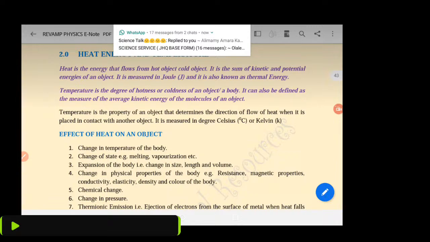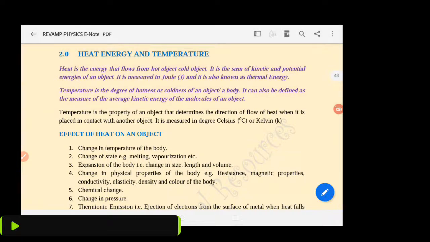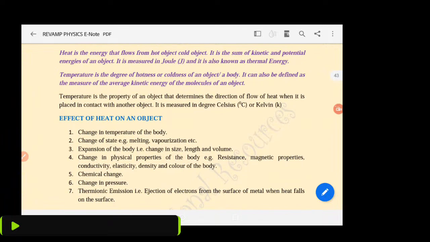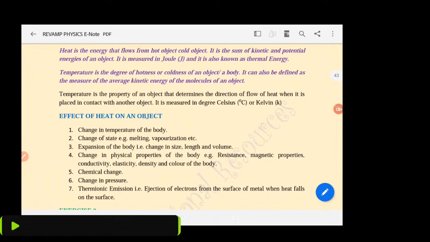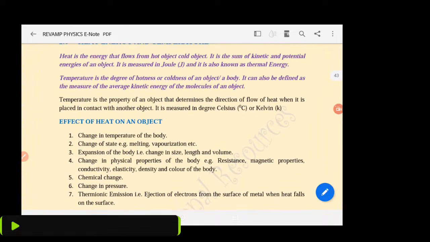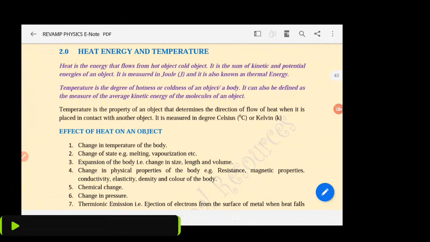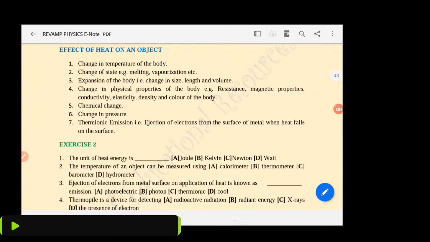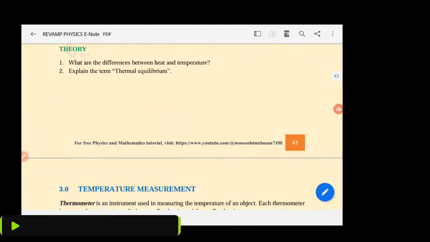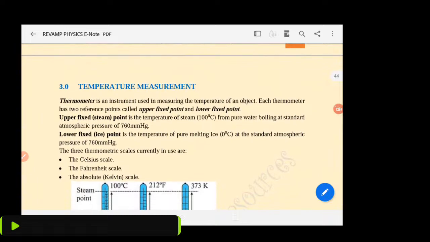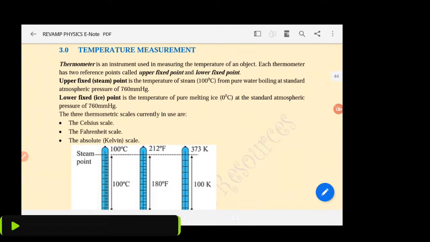Alright, as you can see on the screen, we have our heat and temperature. This is just a theoretical background of the topic. We have the effect of heat on an object, and the definition of heat and also of temperature. But this is not the topic we are looking at tonight. What we are going to consider tonight is temperature measurements. How do we measure temperature? So that is what we are looking at tonight.